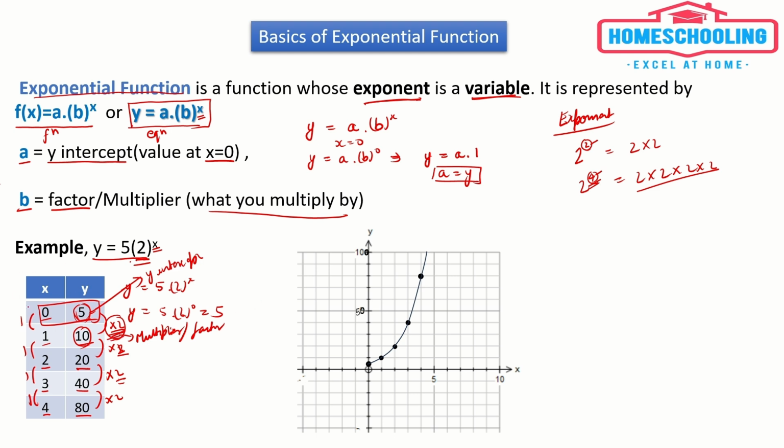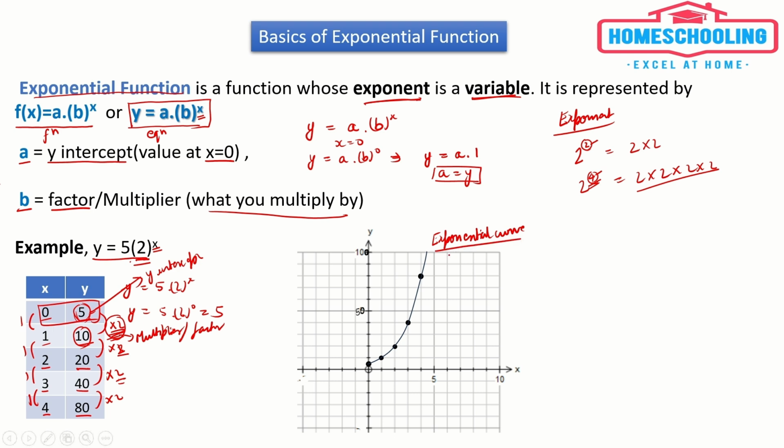Now let's put this input output table data on the graph. So when x is equal to 0, y is equal to 5. Similarly, when x is equal to 1, y is equal to 10. When x is equal to 2, y is equal to 20. When x is equal to 3, y is equal to 40. And when x is equal to 4, y is 80. And when we join all the coordinates, we will get an exponential curve. So this graph is called an exponential curve.